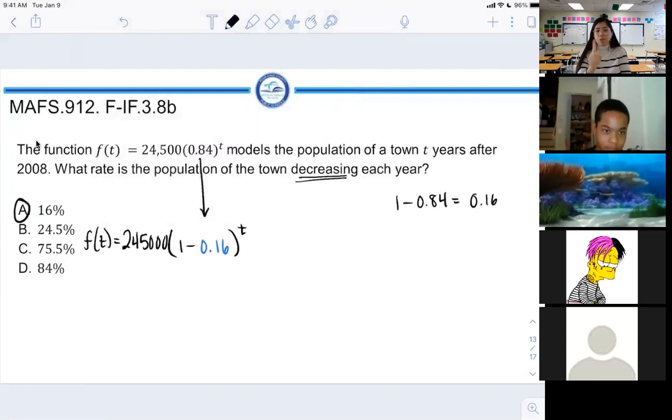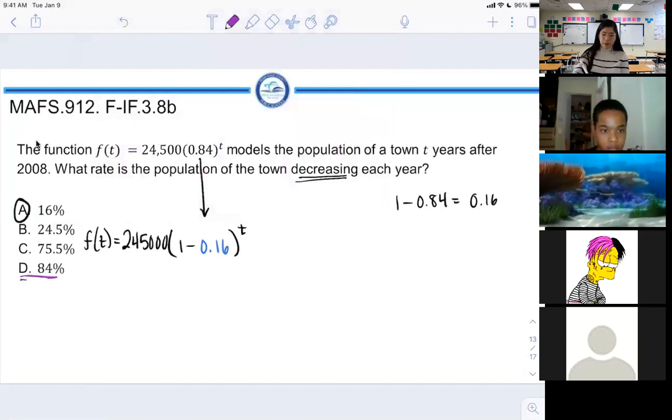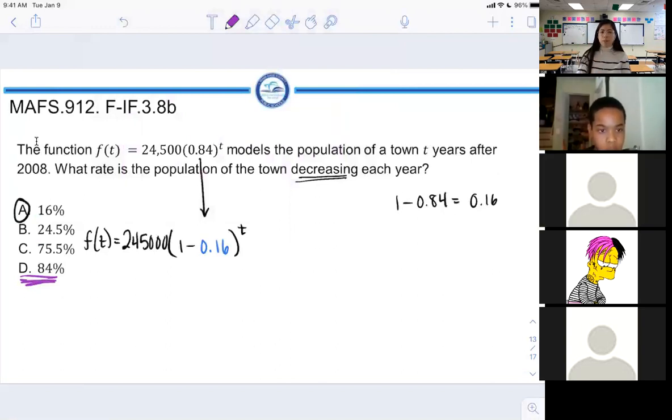Don't fall for this trap. What answer choice will you fall for if you're not careful? B. Yeah, I bet most of you would have chosen B by accident. Don't fall for that trap. That is not the rate. The rate is how much you took away from 1 to get 0.84. The rate is how much was taken away, which was 16. Questions on this one?